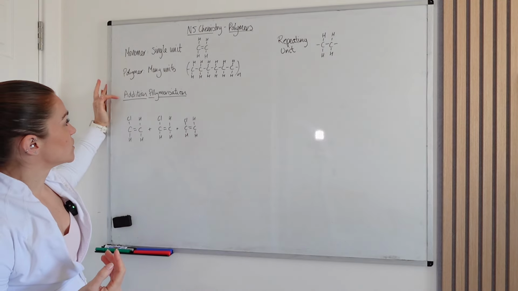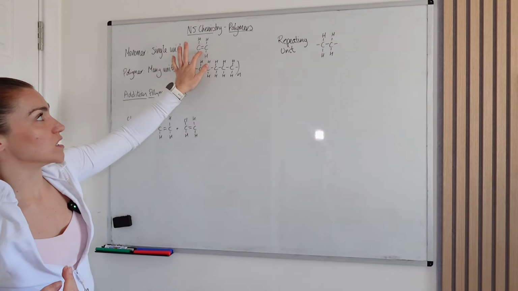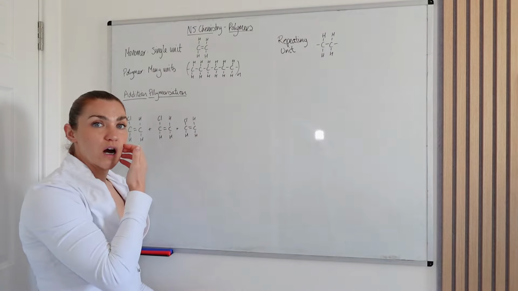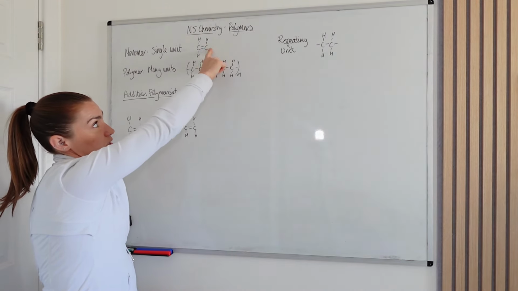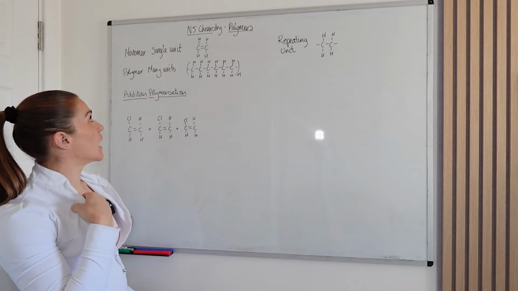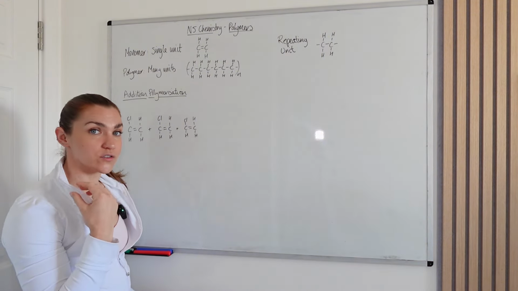In order to make an addition polymer, you really do need a monomer that has a double carbon-to-carbon bond. So any molecule that has a double carbon-to-carbon bond could act as a monomer for an addition reaction.